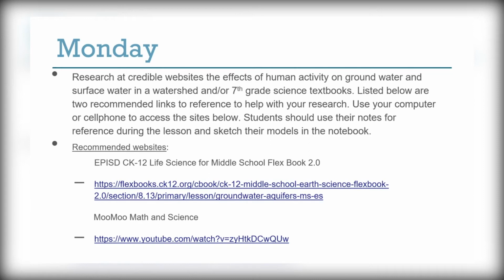On Monday, you will research at credible websites the effects of human activity on groundwater and surface water in a watershed. Or you can do this research in your 7th grade science textbook. Listed below are 2 websites that will help you with your research. You can use your computer or your cell phone to access the sites below. Make sure you are taking notes as you do your research, and also make sketches of the models that you come across so that you can construct your own model.